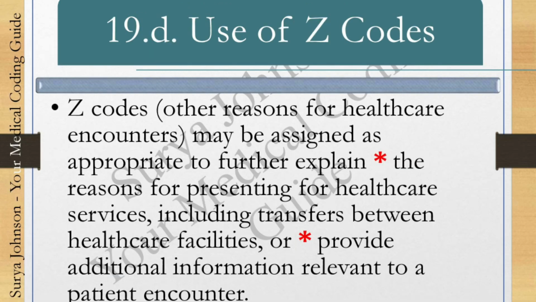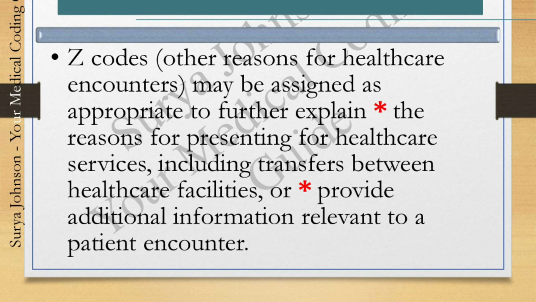So in 19D, use of Z codes. If there are other reasons for healthcare encounters, they may be assigned as appropriate to further explain the case or the cause or whatever has happened, and the reasons for presenting for healthcare services, including transfers between healthcare facilities. You can code the Z codes. Also, you can provide Z codes to provide additional information relevant to a patient encounter.